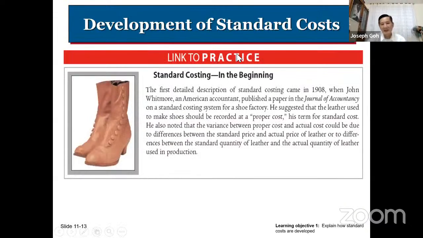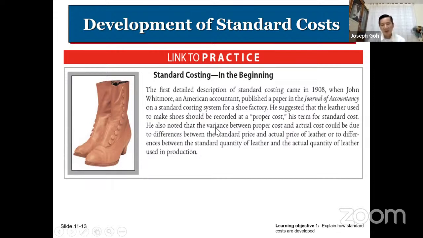So you can look at why the standard costing was developed in the very beginning. The first detailed description of standard costing came in 1908. It is about 100 years already, 100 years plus. When John, an American accountant, published a paper in the journal Accountancy on a standard cost system for a shoe factory. This is how it started, the standard costing. Yeah, it happened in the shoe factory. He suggested that the leather to make shoes should be recorded at a proper cost. That time he also was not really sure. He just said something called a proper cost, his term for standard cost.